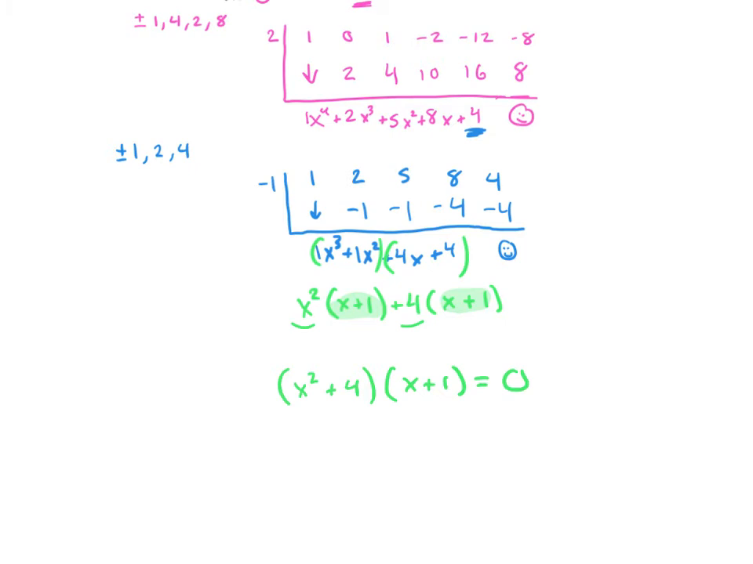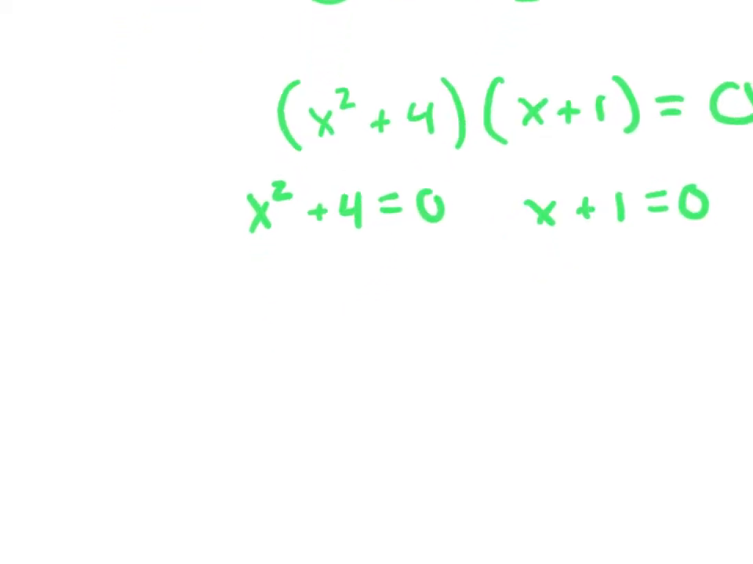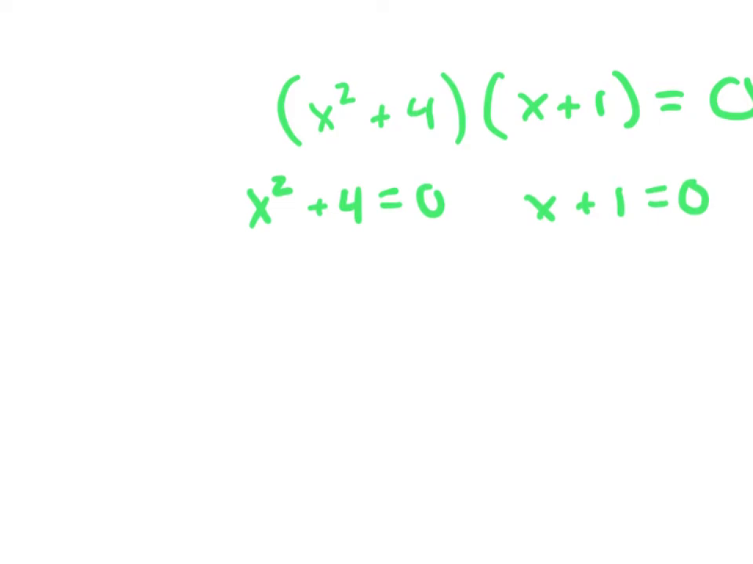Put them both equal to 0. Awesome, set them both equal to 0. So x squared plus 4 is equal to 0, and x plus 1 is equal to 0. For the first one, how do we solve? Subtract 4. X squared is equal to -4. What do we do next?